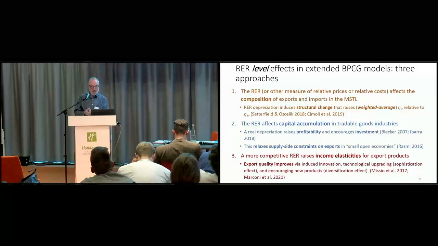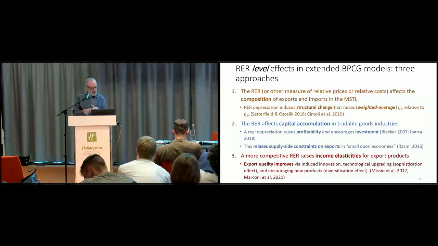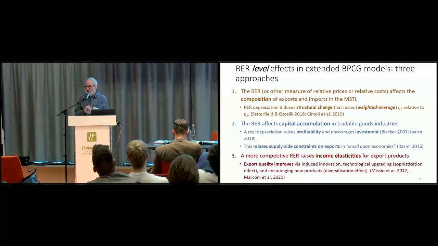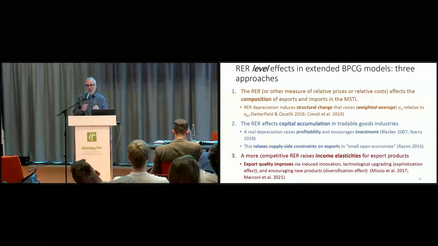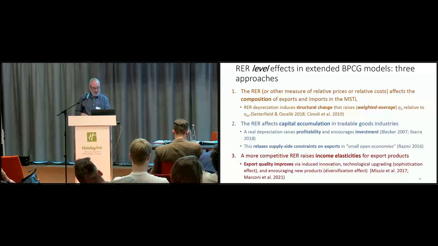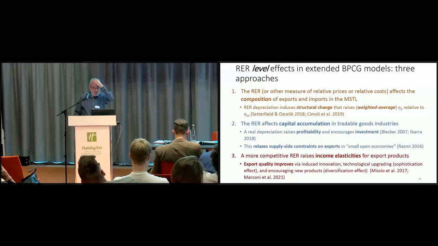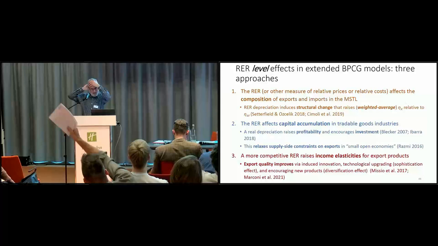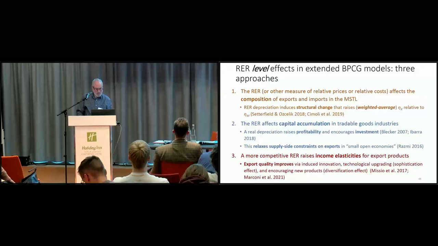And we can identify three channels through which this can happen. One relates to the multisectoral Thirlwall's law, which I showed you a few minutes ago. That is, a real exchange rate change could alter those weights, the alphas and betas, on the different income elasticities, and thereby change the weighted averages and affect the long-run growth rates. That's found, for example, in a paper by Setterfield and Oselik, 2018, and Chimali, Porcile, and somebody else who I should remember, in 2019, Chimali et al., and many, many other papers.